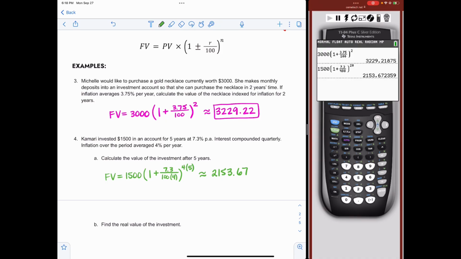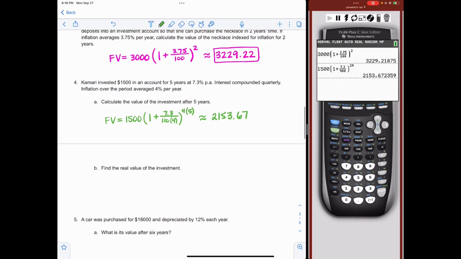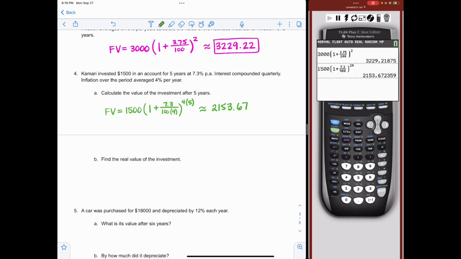So the next part says we want to find the real value of the investment. So remember, the real value is basically what is that amount of money going to be worth down the line? So remember, over time, things go up. There's a saying that everything increases in price but wages or pay, because your pay normally stays the same while everything gets more expensive.